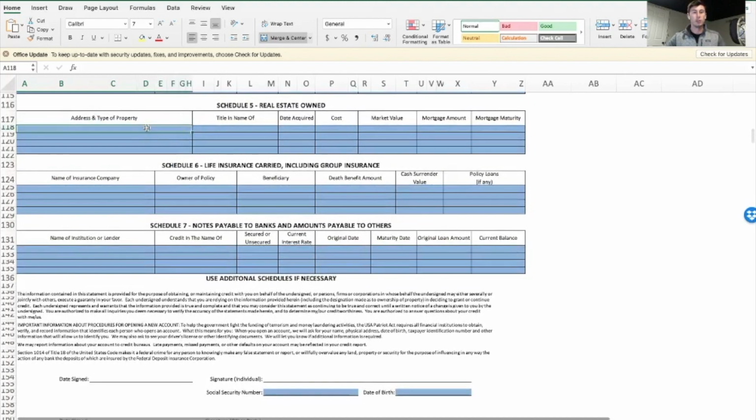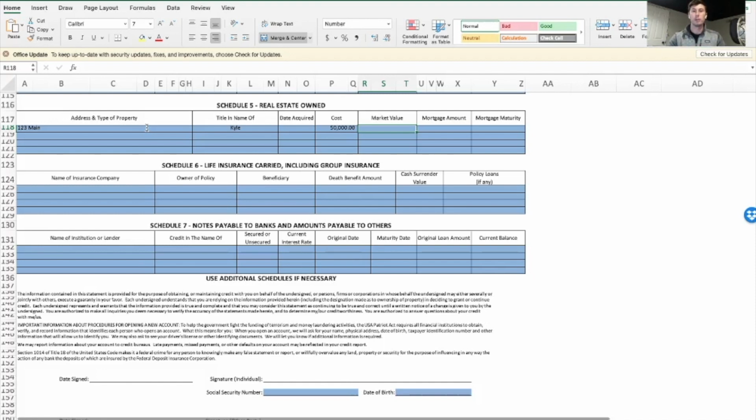Real estate owned. Let's say that you own a house yourself. So 1, 2, 3, main. It's in your name. Date acquired. This is stuff that the bank's probably going to want to know, but we're going to skip over it because it really doesn't affect our net worth at the end of the day. Date acquired. Cost. So cost. Let's say we paid $50,000. Market value. This is the number that matters. What is the house worth today?